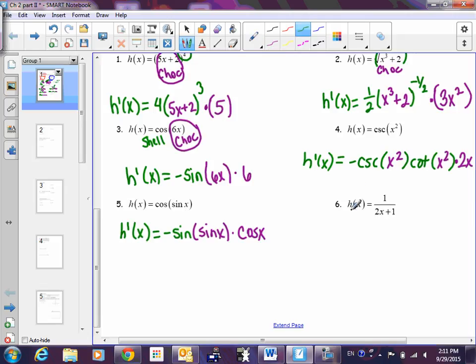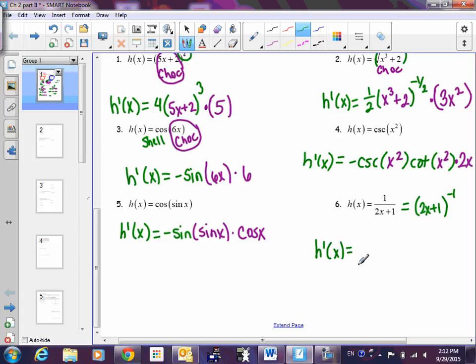Okay, if number 6 had been on your last test, what rule would you have used? Quotient rule. And we could totally use quotient rule on this. Not a big deal at all. I want to try to do this an alternative way. I want to rewrite this and then use chain rule. How could I rewrite 1 divided by 2x plus 1? 2x plus 1 to the negative 1. Okay, see how this is 1 divided by something? Since that one thing is in the denominator, it's really being taken to the power of negative 1. And now I can use chain rule.